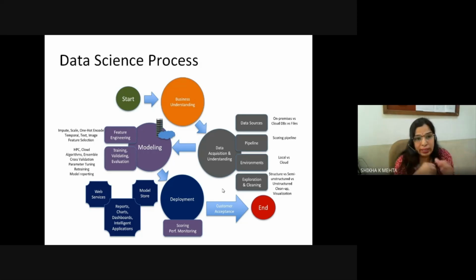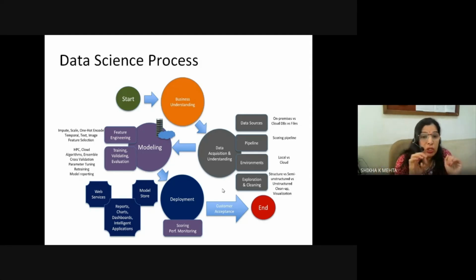Then how to train this particular data. So we have, is it available on the cloud? Then we have to use the cloud algorithms or the ensembles, or then how to validate this particular data. We have the cross validation techniques and so many other techniques which are available. Then how to do the parameter tuning, then how to evaluate, how to assess the performance. So we cannot use any model in any kind of real environment without assessing the performance of this particular model.